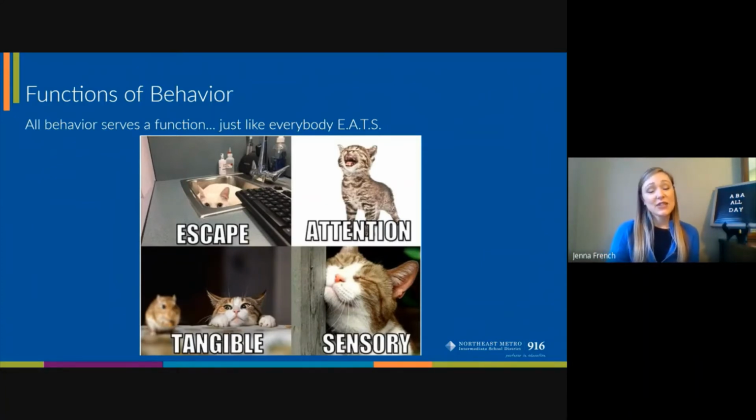The T stands for tangible. Now, tangible could be anything that's preferred. It could be a preferred item. It could be a preferred activity. Here in the bottom left illustration, the tangible is the mouse. So the cat is going to go after that mouse.